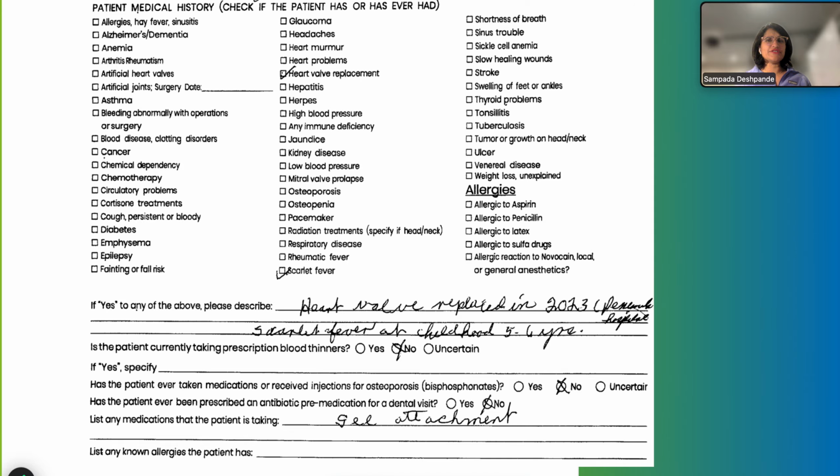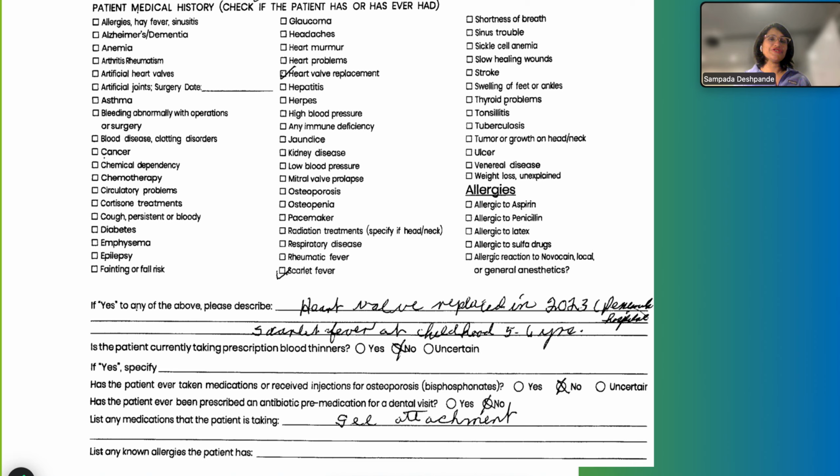You look at his medical history, pretty blank-ish, right? For an 81-year-old. He's had a heart valve replaced. He's had some scarlet fever. He had the heart valve replaced in 2023, not taking any blood thinners, never been asked to take any antibiotic before dental visits, and no osteoporosis either. And this gentleman is a very frail looking man. He has a full time, around the clock caregiver, buzzing around him.